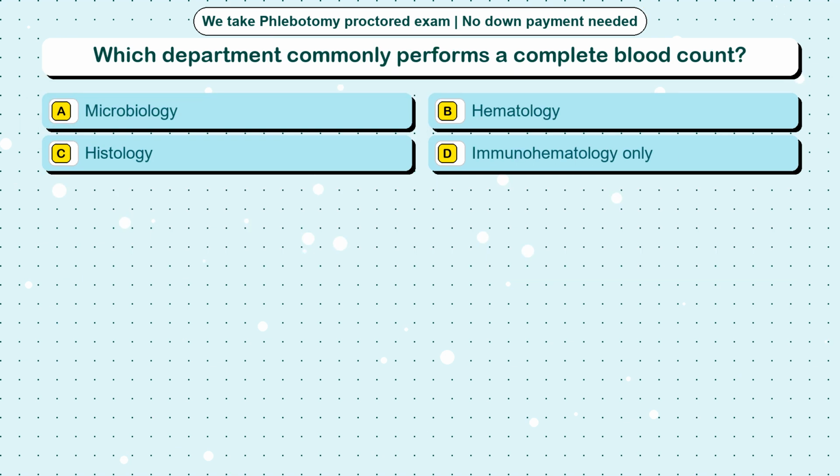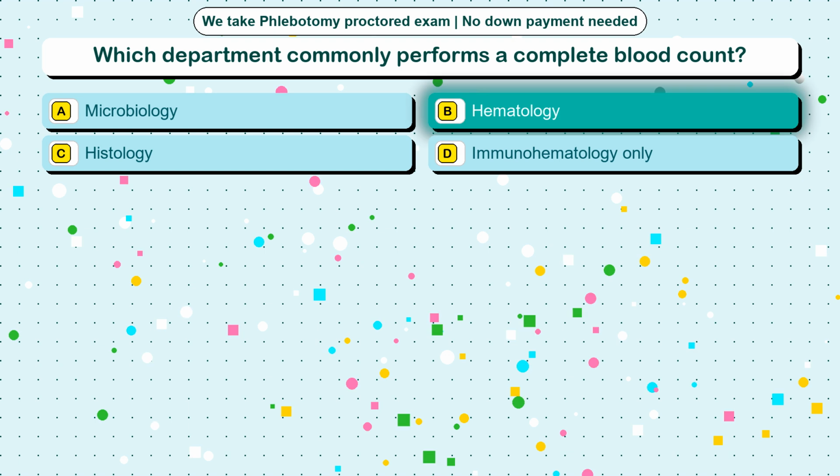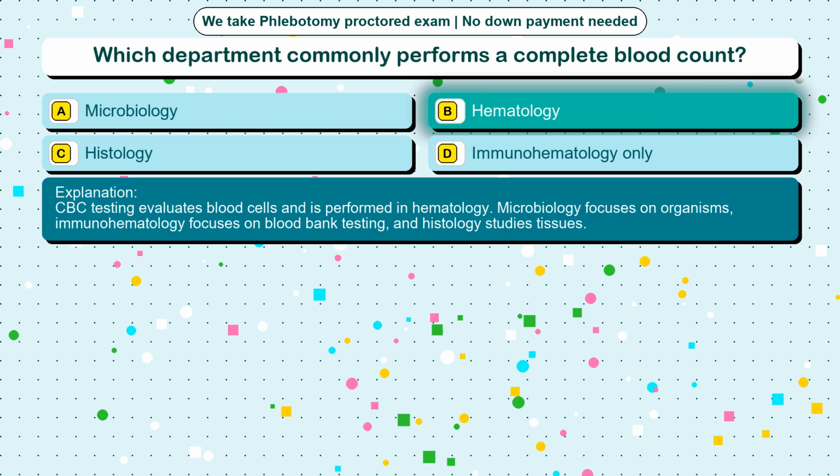Question 11. Which department commonly performs a complete blood count? Option A. Microbiology. Option B. Hematology. Option C. Histology. Option D. Immunohematology only. The correct answer is option B. Hematology. CBC testing evaluates blood cells and is performed in hematology. Microbiology focuses on organisms, immunohematology focuses on blood bank testing, and histology studies tissues.